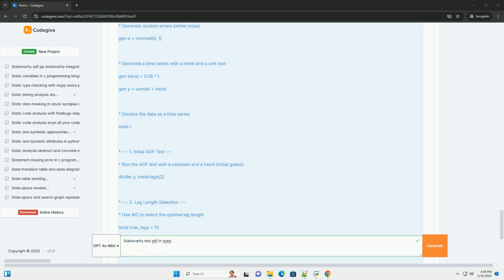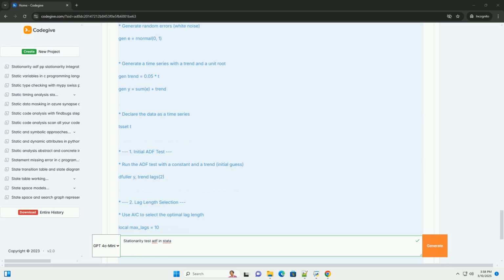Here's how. 1. Run the ADF test for a range of lag lengths, for example from 0 to some maximum lag. 2. Store the AIC or BIC values for each lag length. 3. Choose the lag length that minimizes the AIC or BIC. Here's Stata code to do this.